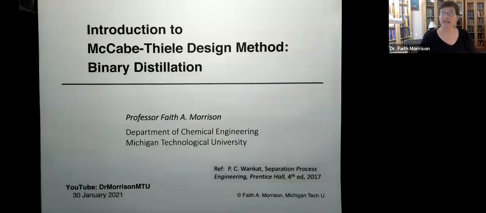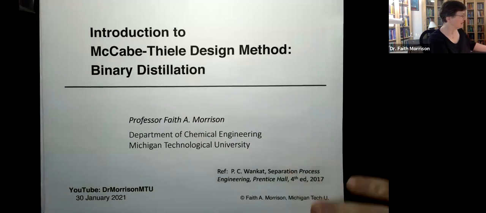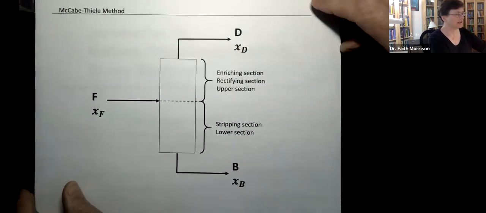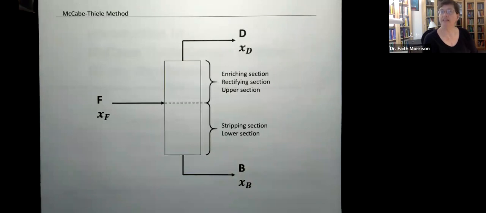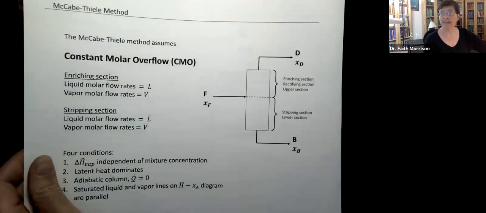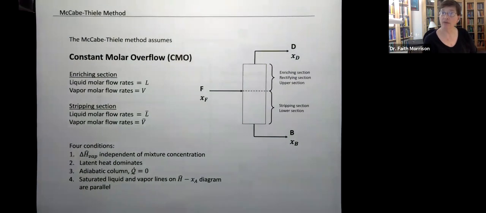My topic today is the McCabe-Thiele system for analyzing steady-state distillation columns. So binary distillation is the topic today, and this is a very classic subject in chemical engineering. There is a lot in the literature about this method, and I wanted to just walk through so that we would understand what we were doing when we could do this calculation for the number of trays in a distillation column.